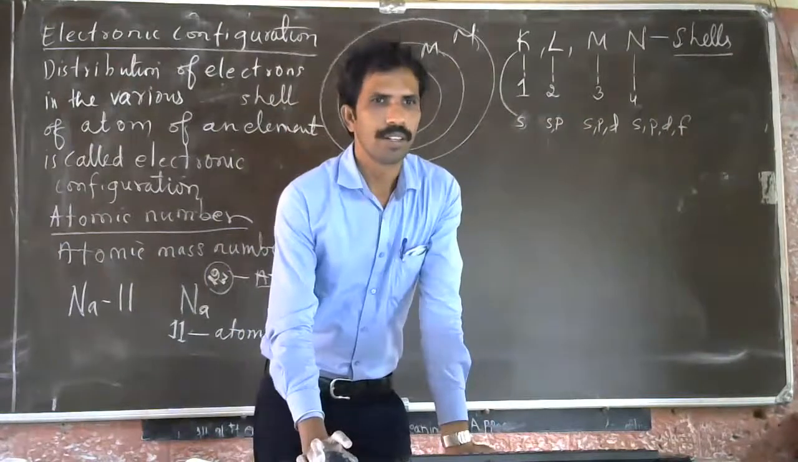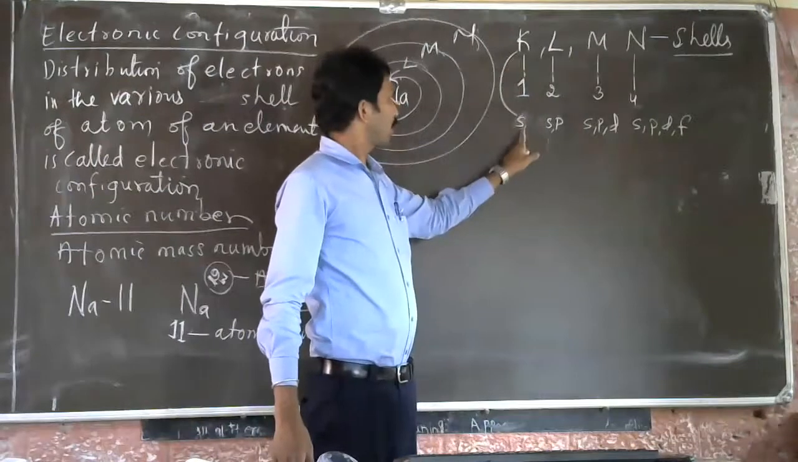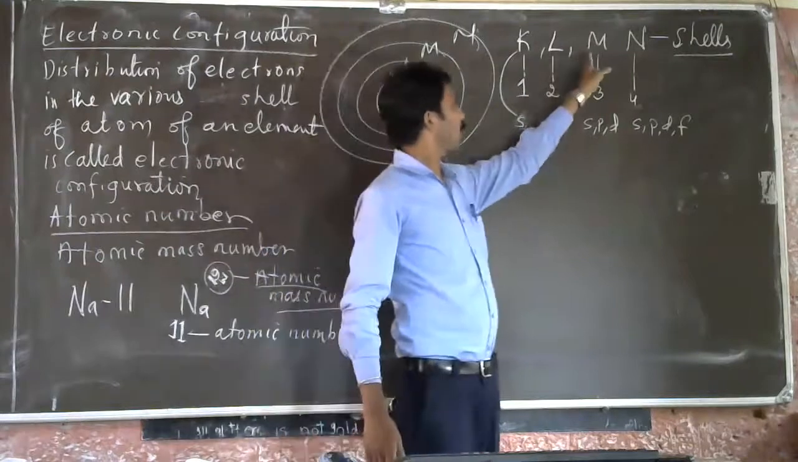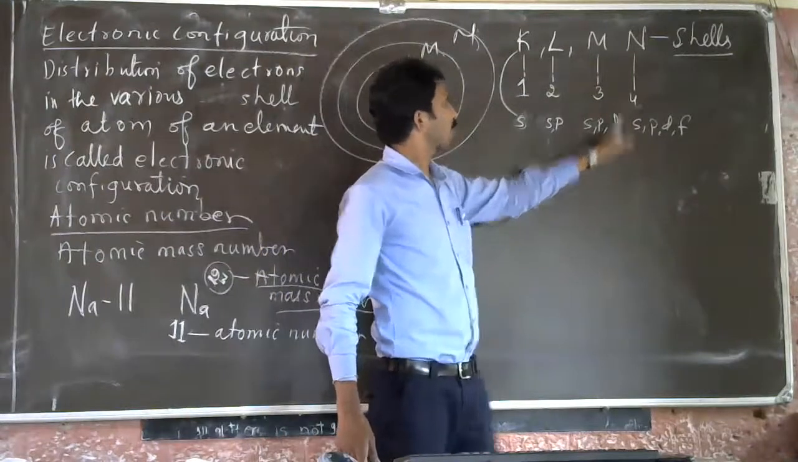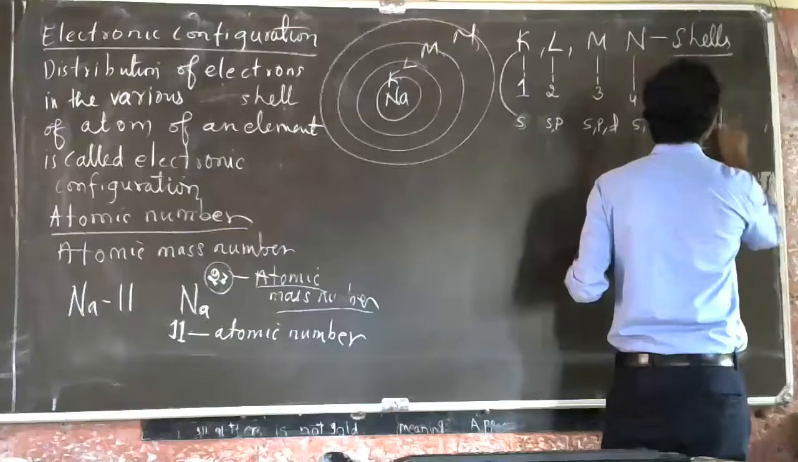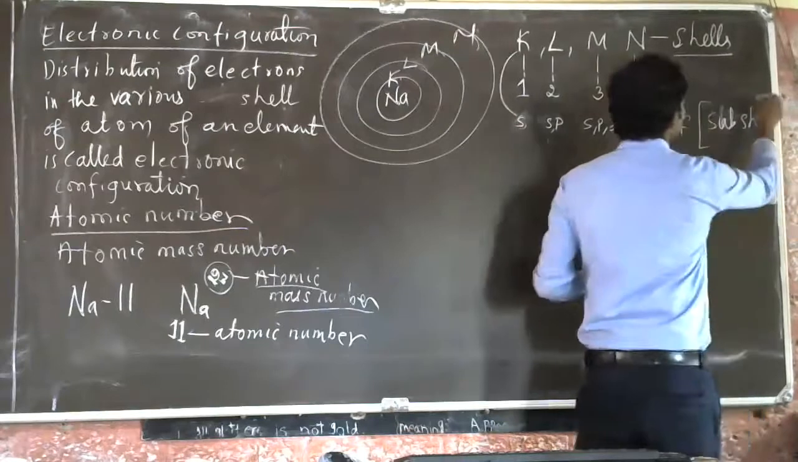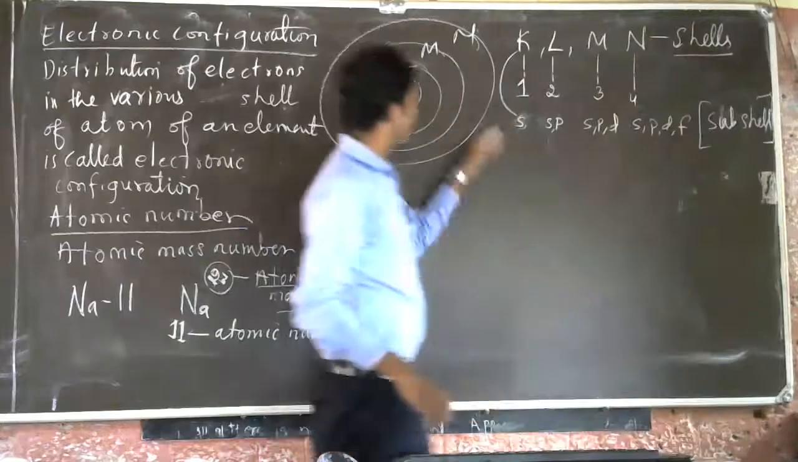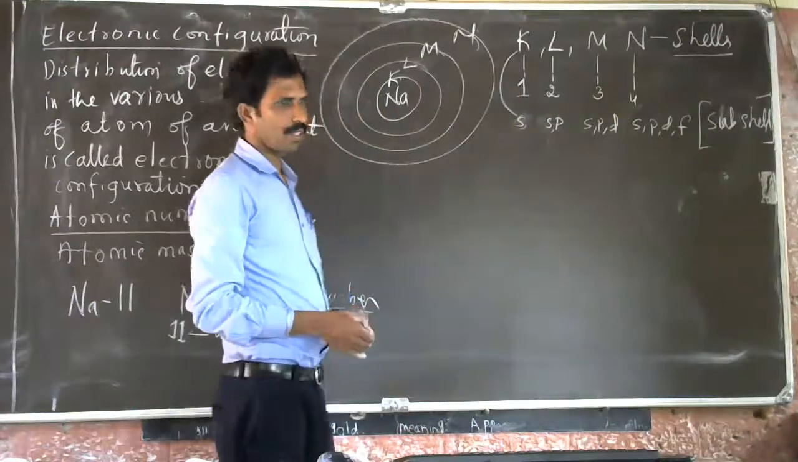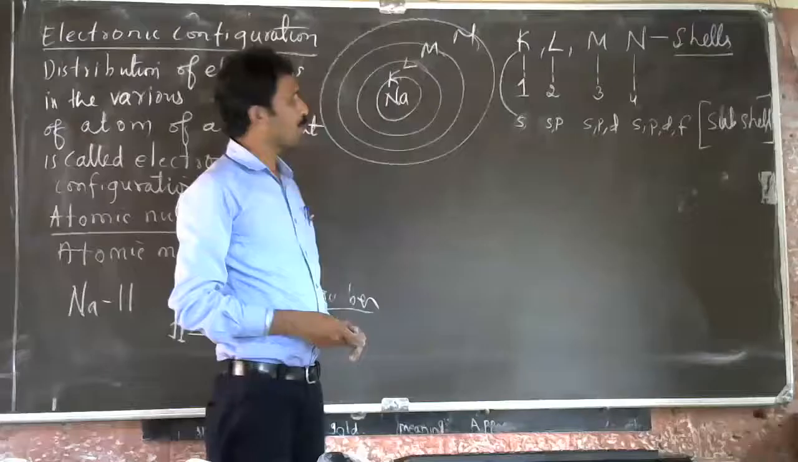So please remember this. K shell has an S subshell. Similarly, L has two subshells, that is S and P. And similarly, M has the subshells S, P, D, and N has S, P, D, F. These are called subshells. So electrons are distributed in these.